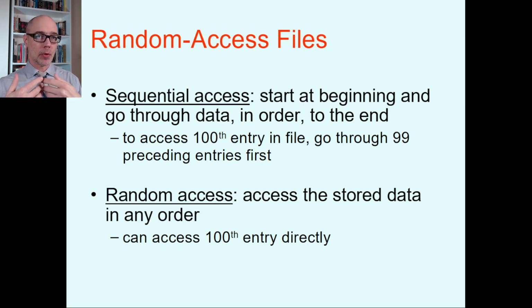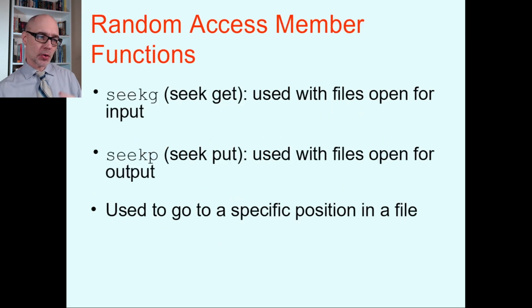But from the perspective of a C++ program, you can kind of pretend that that's going to happen, and the compiler and the system are going to take care of it for us, and we can pretend that we can jump any place that we want. And here's how that's going to work. Okay, so the main functions we're going to be using for this are called seekg and seekp.